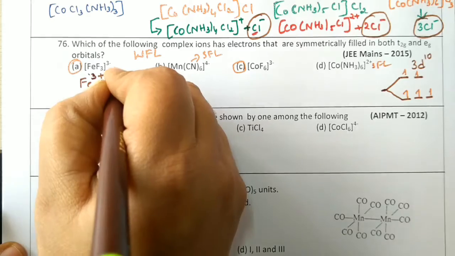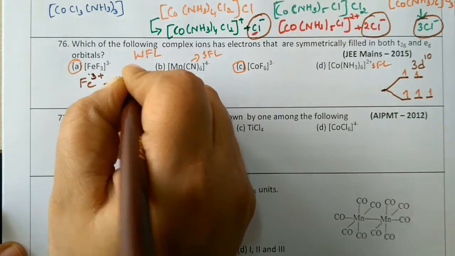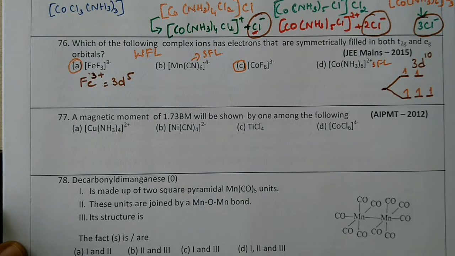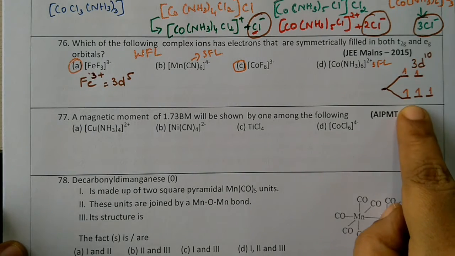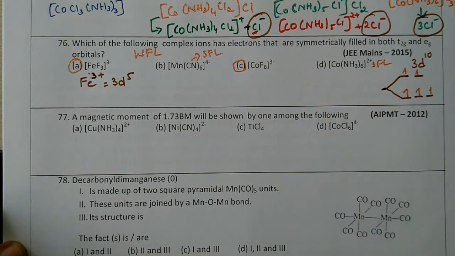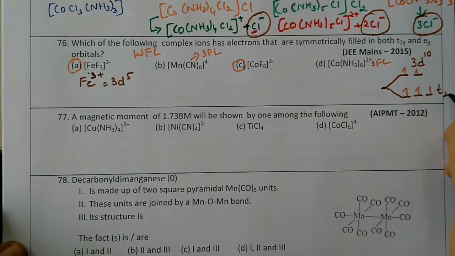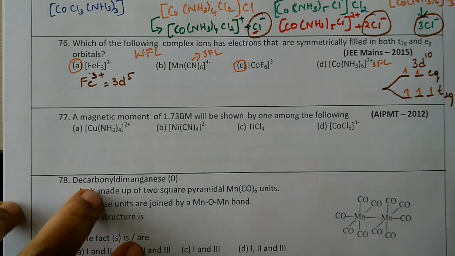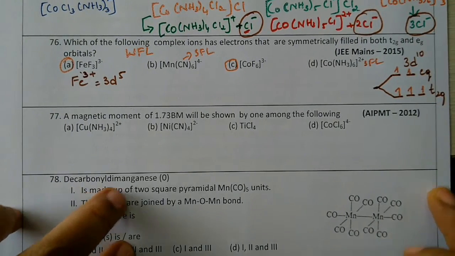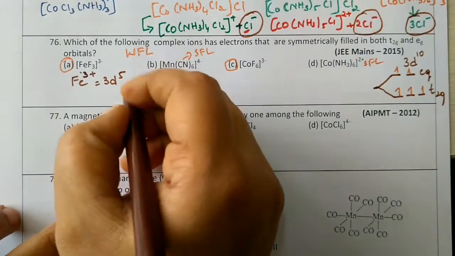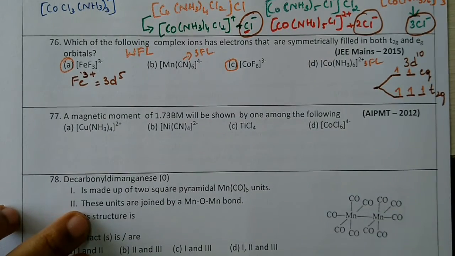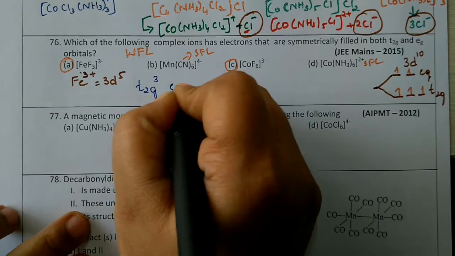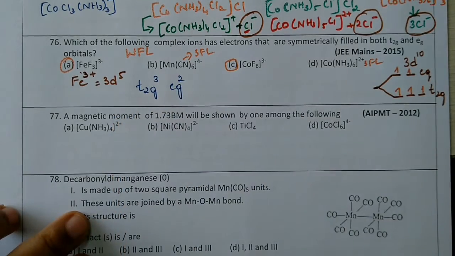If it is 3+ state, then its electronic configuration is 3d5. If it is 3d5, how will the electrons fill? The electrons will fill in this manner itself. So this is the t2g set and this is the eg set. One is the t2g set and another one is the eg set. So how can we write the configuration? We can write the configuration as t2g 3 electrons and eg 2 electrons, symmetrically filled.